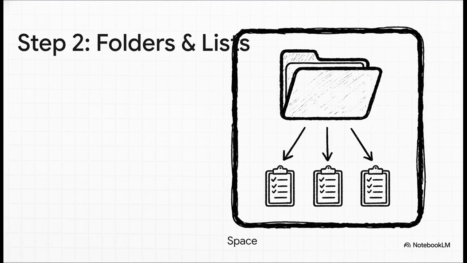All right, let's drill down to the next level. Inside your marketing space, for example, you might create a folder called campaigns. Then inside that folder, each project gets its own list. So you'd have a Black Friday campaign list, a New Year's promo list, and so on. This is where your actual day-to-day tasks are going to live, and this system is what prevents total chaos.